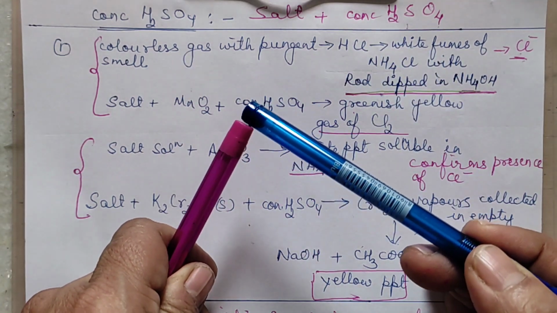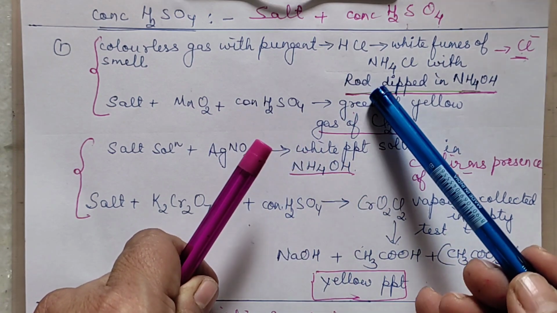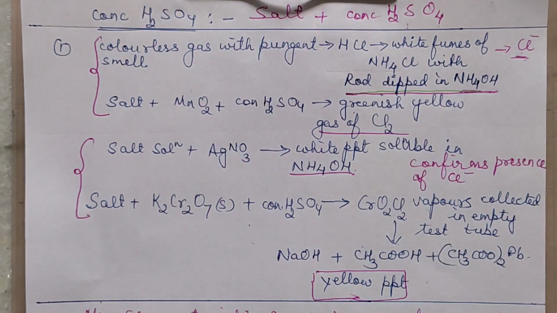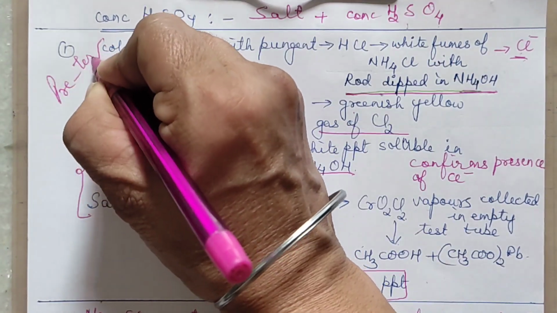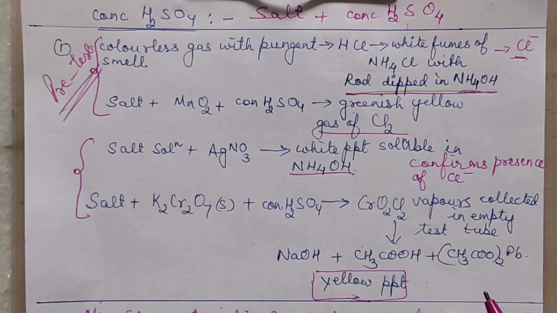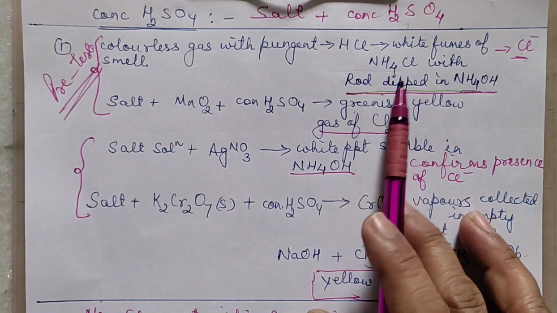Keep it on the mouth of the test tube like this. Don't insert it inside. Just keep it on the mouth of the test tube. You will get dense white fumes of NH4Cl. So that means this is a pre-test, a preliminary test for chloride ion. Right? So you are getting HCl gas with this.